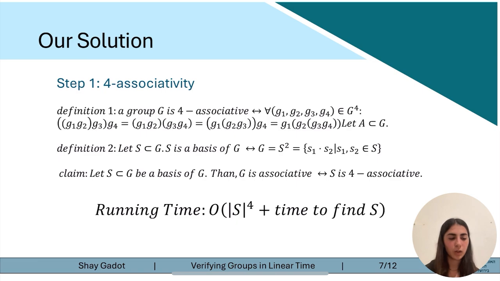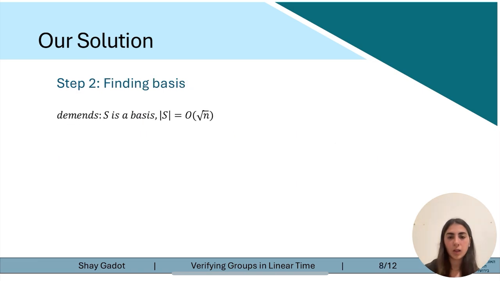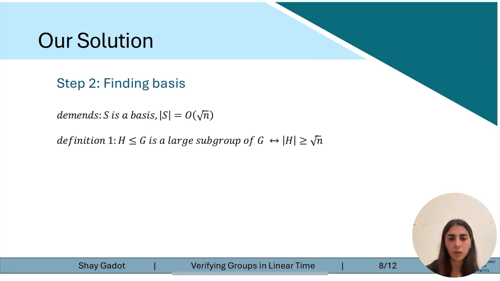So what exactly do we need of such a basis S? In order for a problem to be solved in O(n squared) as we want, we need the size of S to be O of square root of n, because we take the size of S to the fourth as we saw in the last part, and we need S to be a basis as we defined it earlier. So we're now going to define a large subgroup. A large subgroup is a subgroup of G whose size is larger or equal to square root of n, where n is the size of G.